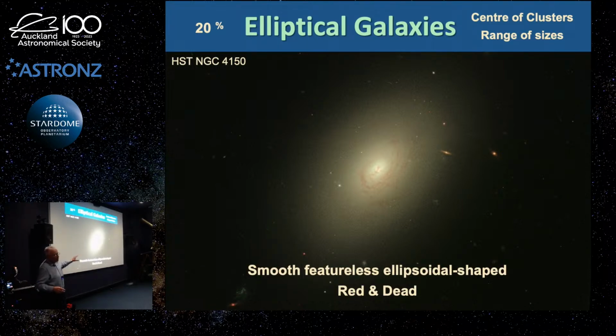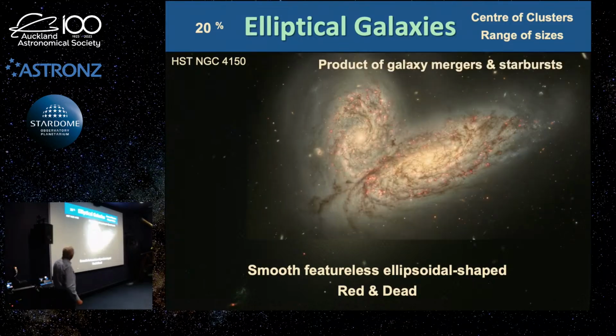They're known as being red and dead. Red in that they are full of very old, well-evolved stars, like your red giants and your red supergiants and so on, which have a red appearance. So the whole galaxies tend to appear red. And dead refers to there being no star formation going on in them. All star formation has already happened and gone. So they're often called red and dead. So how do they get like this? Well, they're usually the product of galaxy mergers.